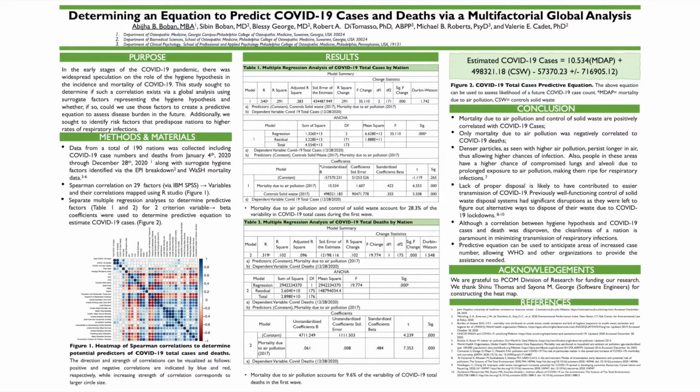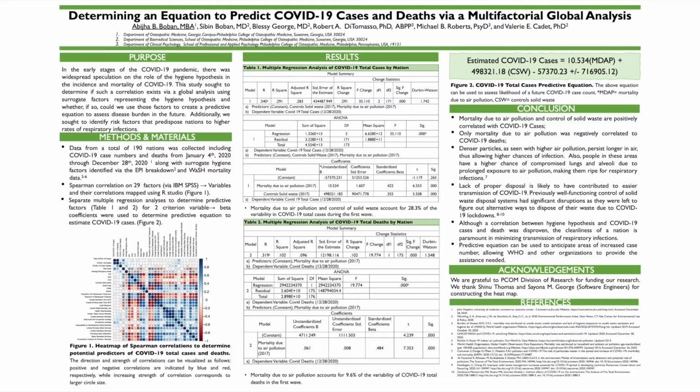First, denser particles are seen with higher air pollution and thus can persist longer in the air, which allows for higher rates of respiratory infection transmission. Also, people in these areas have a higher chance of compromised lungs and alveoli due to prolonged exposure to air pollution, making them perfectly ripe for respiratory infections.